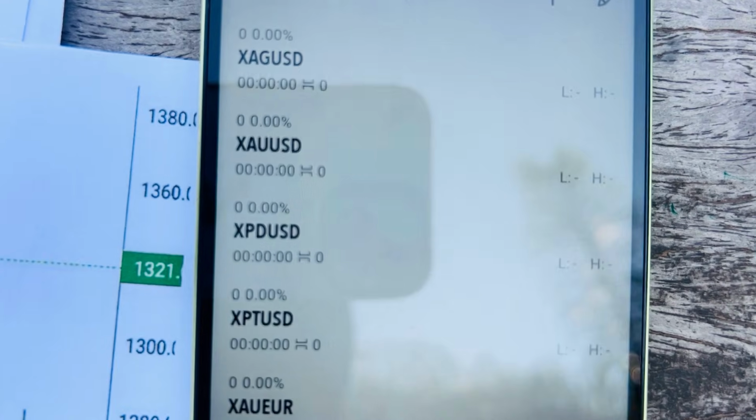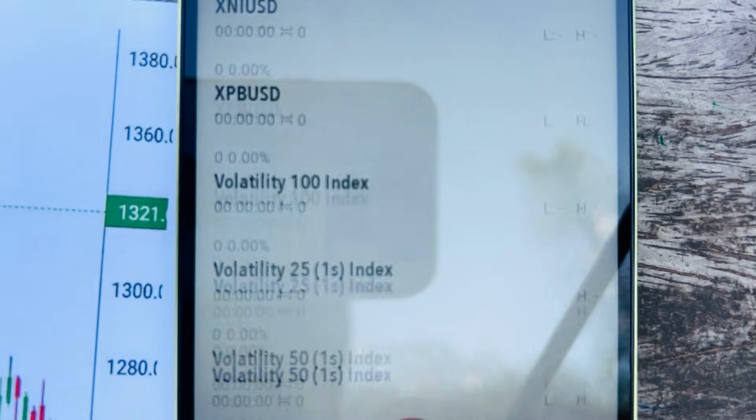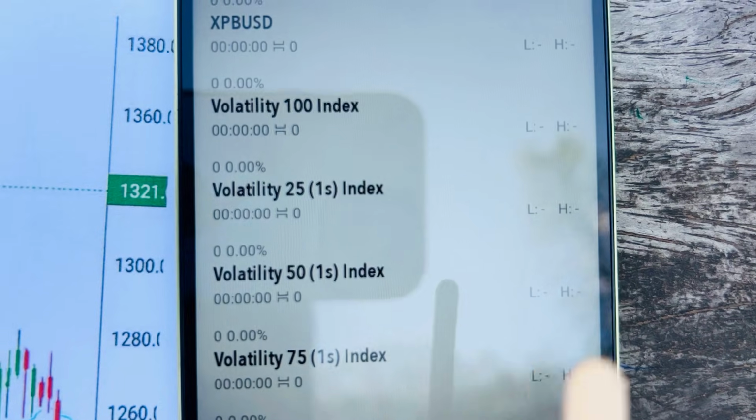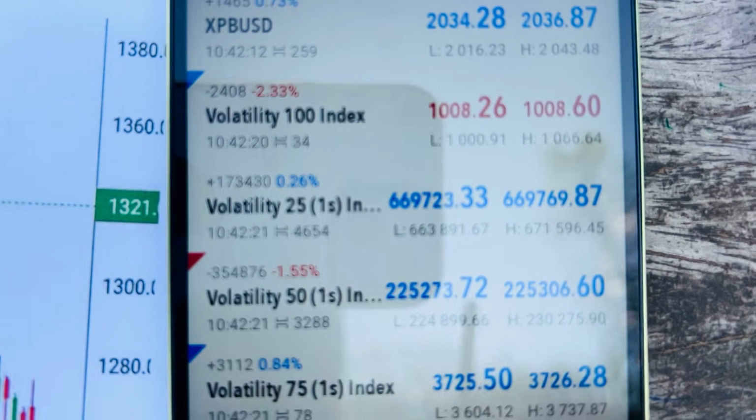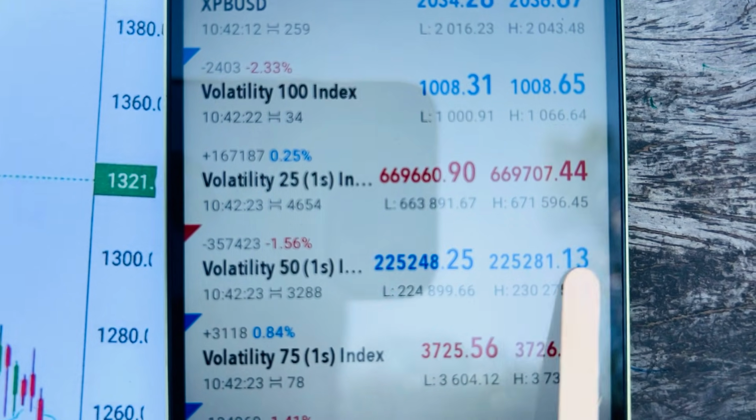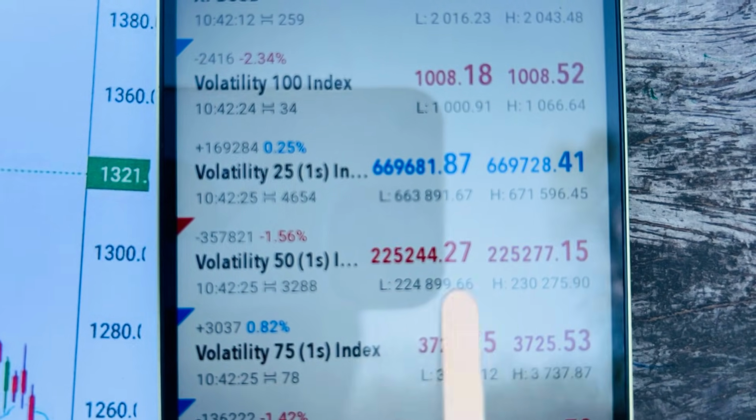If you do not have them on your mobile phone on MetaTrader 5, you can only have them on MetaTrader 5, not MetaTrader 4. And I want you to understand what these synthetic indices are so that you understand much better.